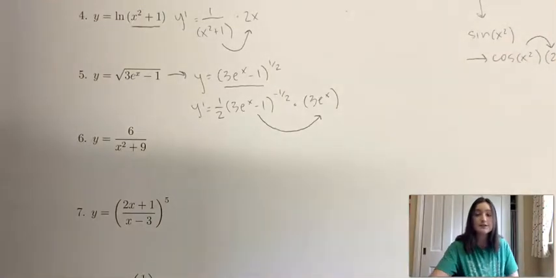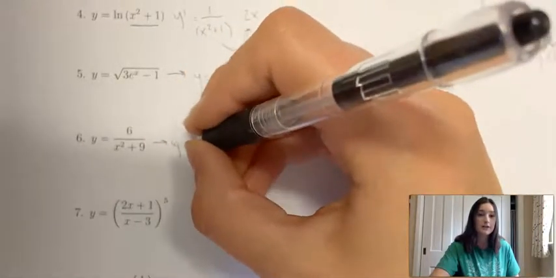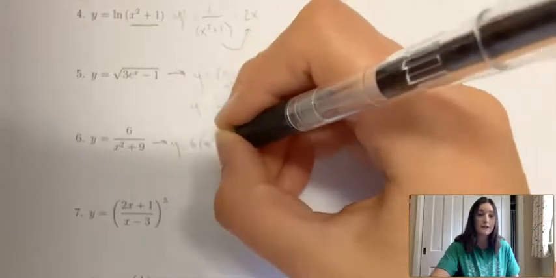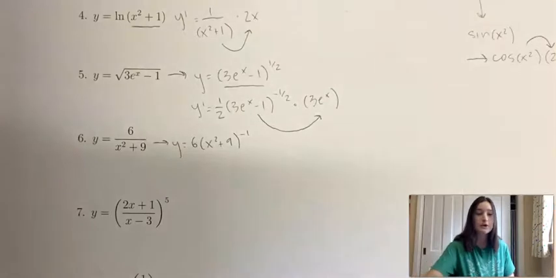Okay, on number 6, this is another example of one where you want to rewrite the original problem to make it a lot easier on yourself. So in this case, I'm going to take that x squared plus 9 and put that to the negative 1. I think that makes it a lot easier to work through. And so now with this, I am going to recognize the outermost function, which would be that exponent to the negative 1, and we know that an exponent is power rule. And then the innermost function, the g of x, is the x squared plus 9. So let's start working through that one.